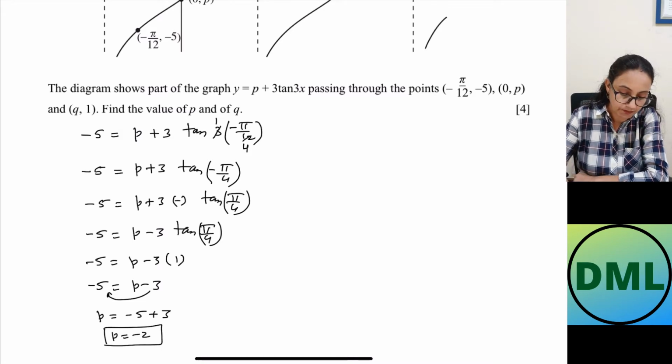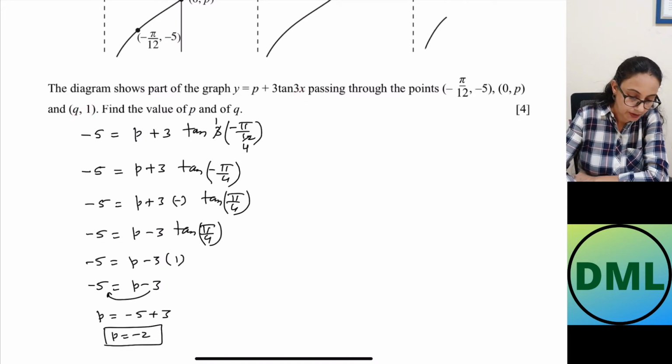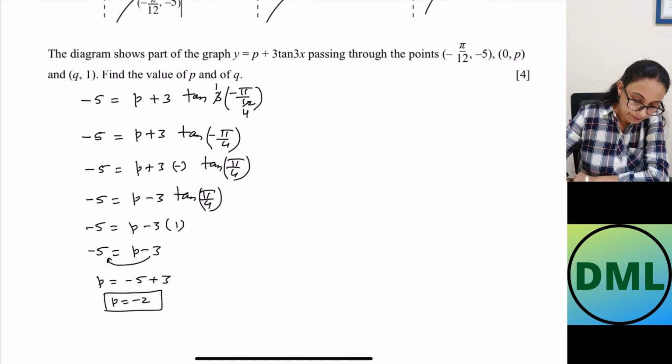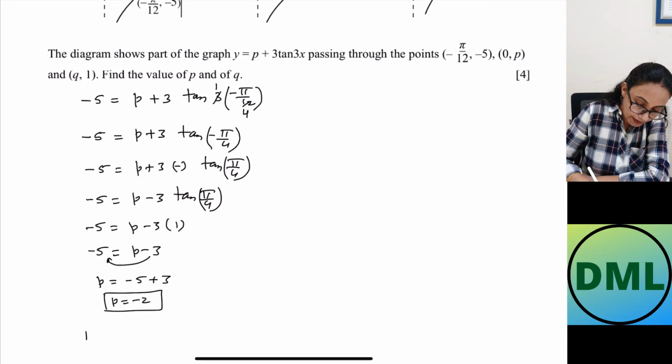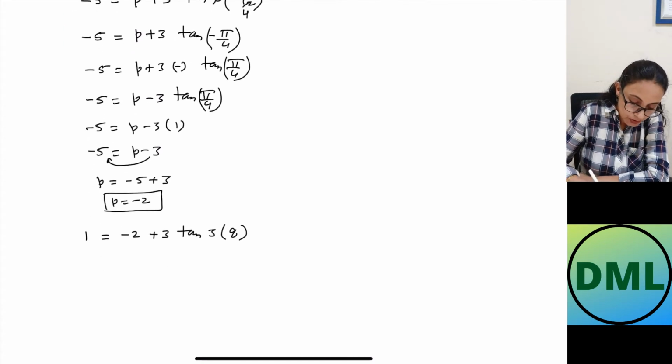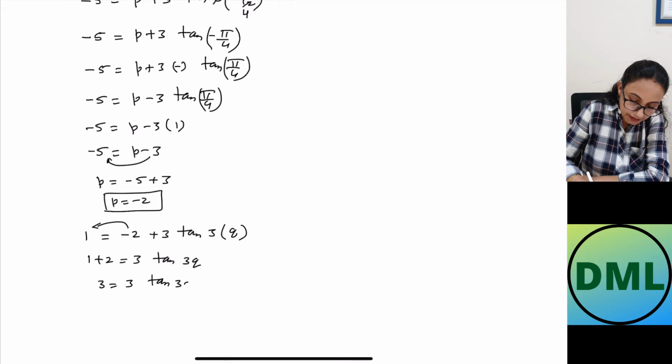Now I need to find out the value for q. Now let's substitute q, 1 in our given equation. So we will get 1 is equal to p, and p is minus 2 we have, plus 3 times tan 3x, where x is q. So if I move this to the left hand side, it will be 1 plus 2 is equal to 3 tan 3q. So 3 is equal to 3 tan 3q. So 3 will get cancelled from here and it will be 1 here. So tan 3q is equal to 1.